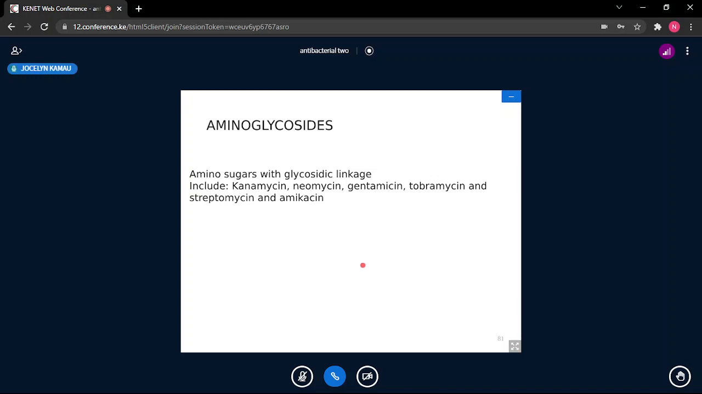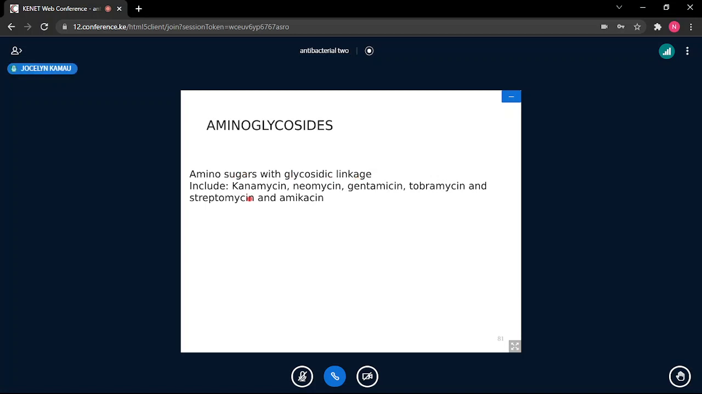I had sent the structures. I hope you have printed them and you have them. So when we look at the name aminoglycosides, it gives us an idea. It's telling us that these are glycosides or drugs that have amino sugars which are glycosidically linked. So amino sugars with glycosidic linkages, that's what this name is telling us.